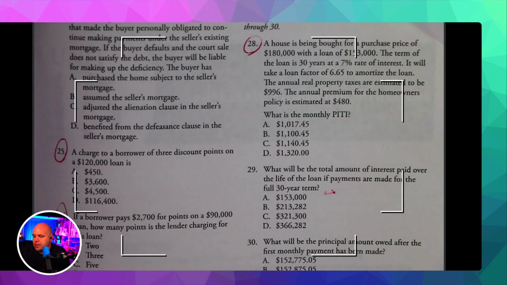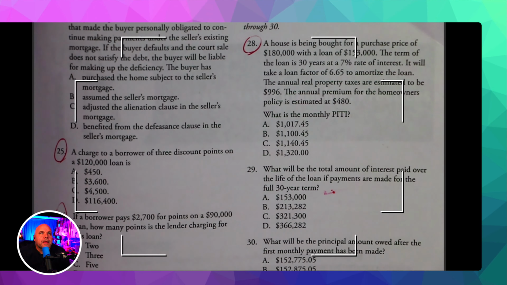You're welcome. So 28. This is a 3-part question using the same set of data. So a house is being bought for $180,000 with a loan of $153,000. The term of the loan is 30 years at a 7% rate. Loan factor is 6.65 to amortize the loan, so it's going to cost $6.65 per thousand borrowed. The annual taxes are $996. The annual premium for the homeowner's policy is $480. And then what is the monthly PITI?